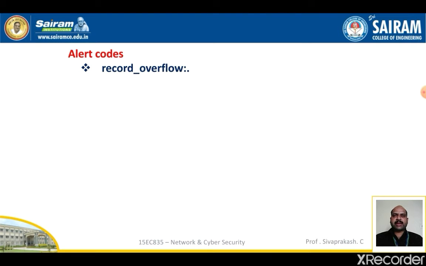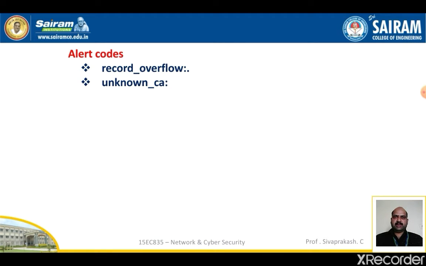The first one, record overflow. A TLS record was received with a payload (ciphertext) whose length exceeds 2 to the power of 14 plus 2048 bytes, or the ciphertext decrypted to a length of greater than 2 to the power of 14 plus 1024 bytes.